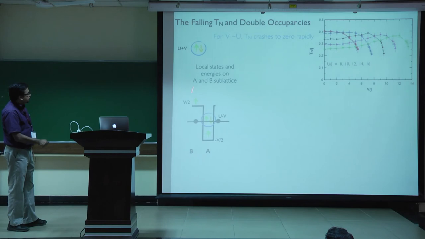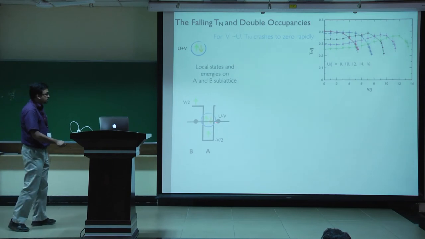Now, you look at the B and the A sublattice. If I have vacancies, they have zero energy. If I have up spin or down spin, it has a plus V by 2 and a minus V by 2. A double occupancy on the B sublattice has U plus V. A double occupancy on the A sublattice has U minus V.